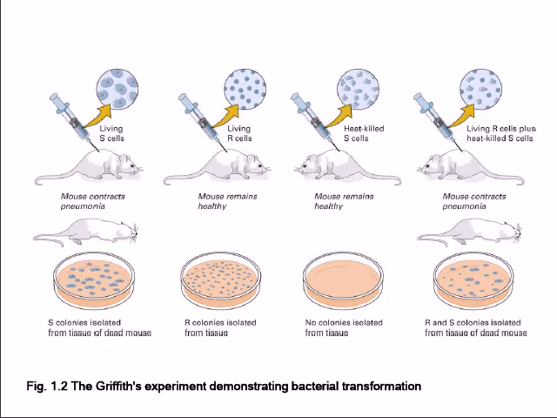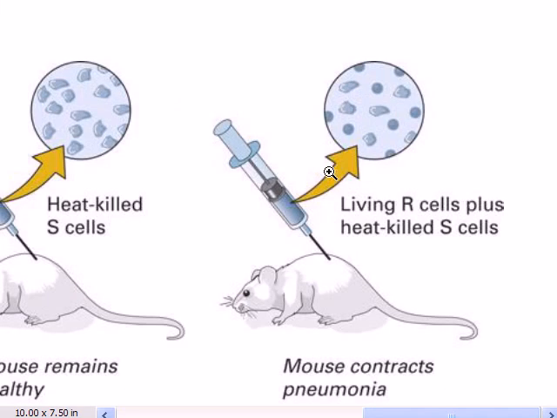So now the question is, well, what exactly is going on here? What is it that caused something deadly to kill the mouse? What is it that caused the S strain bacteria to be reborn again once it was killed?